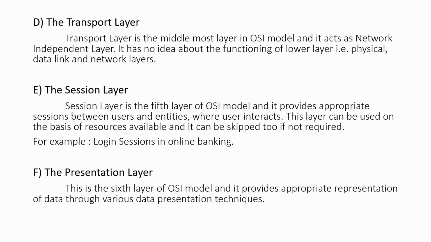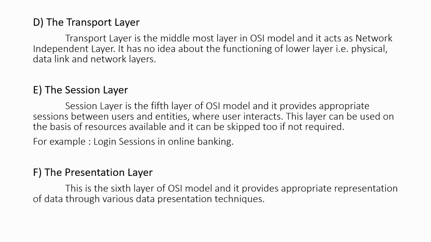The transport layer. It is the middlemost layer in the OSI model and it acts as a network independent layer. It has no idea about the functioning of the lower layers, i.e. physical, data link and network layers. The session layer. This is the fifth layer of the OSI model and it provides appropriate sessions between users and entities, where the user interacts. This layer can be used on the basis of resources available and it can be skipped too if not required. For example, login sessions in online banking.